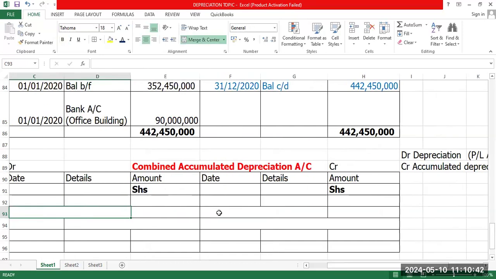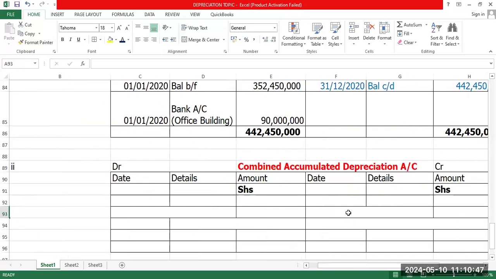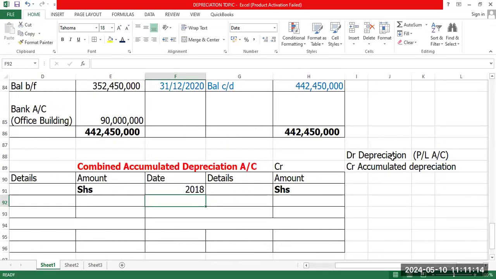So what will happen is we start with our first year. You ask yourself, which year are you dealing with? We want to know the depreciation for 2018. Rather, what is the first year? Is it 2018? Because we follow this rule: debit depreciation account, credit accumulated depreciation account.